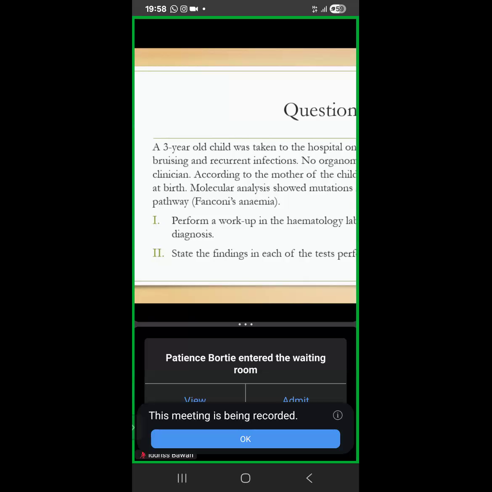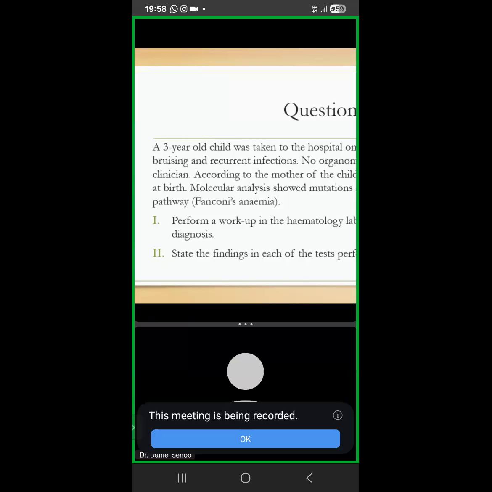Okay, so we said the full blood count. Yes, we'll do a full blood count. And what would we expect?